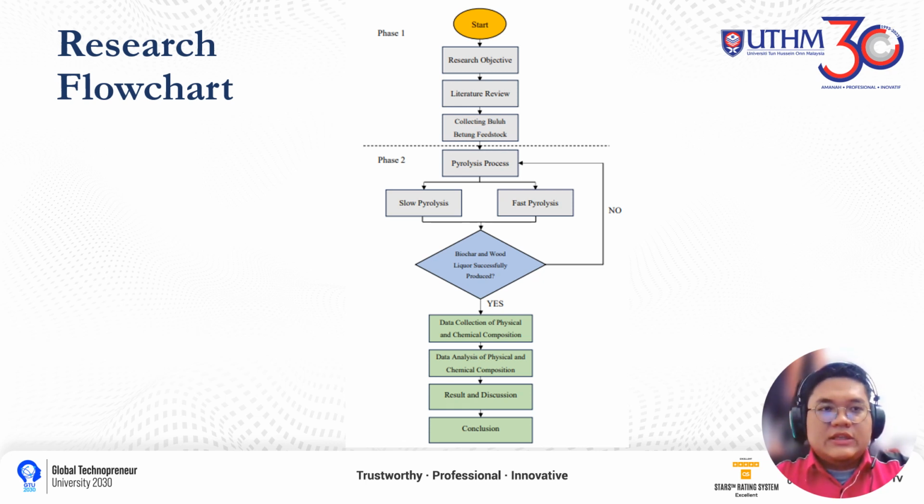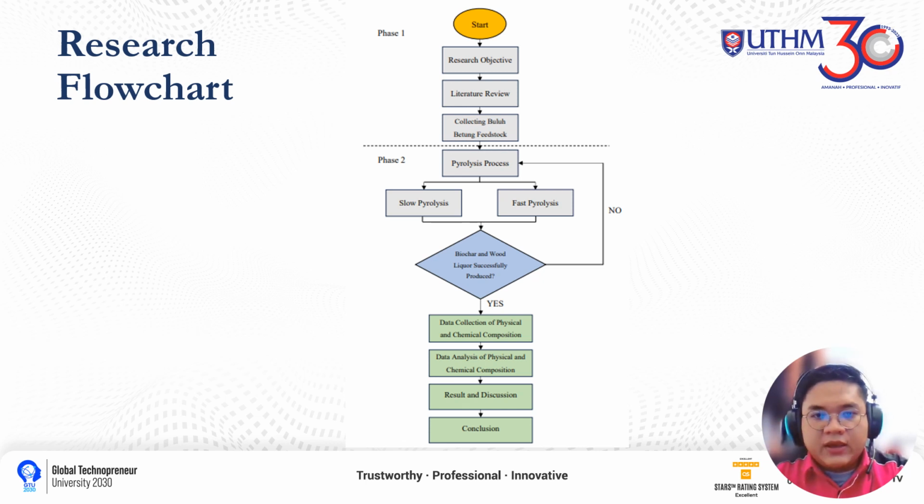The first one, the research flow chart, can be separated into two phases, phase 1 and phase 2. Phase 1 involves all of the processes conducted in Projek Sarjana Muda 1, which is obtaining the research objective, conducting a literature review, studying all of the past research related to the project itself, and finally collecting Buluh Betung feedstock. And phase 2 involves the pyrolysis process itself, with two types of pyrolysis, which are slow and fast pyrolysis.